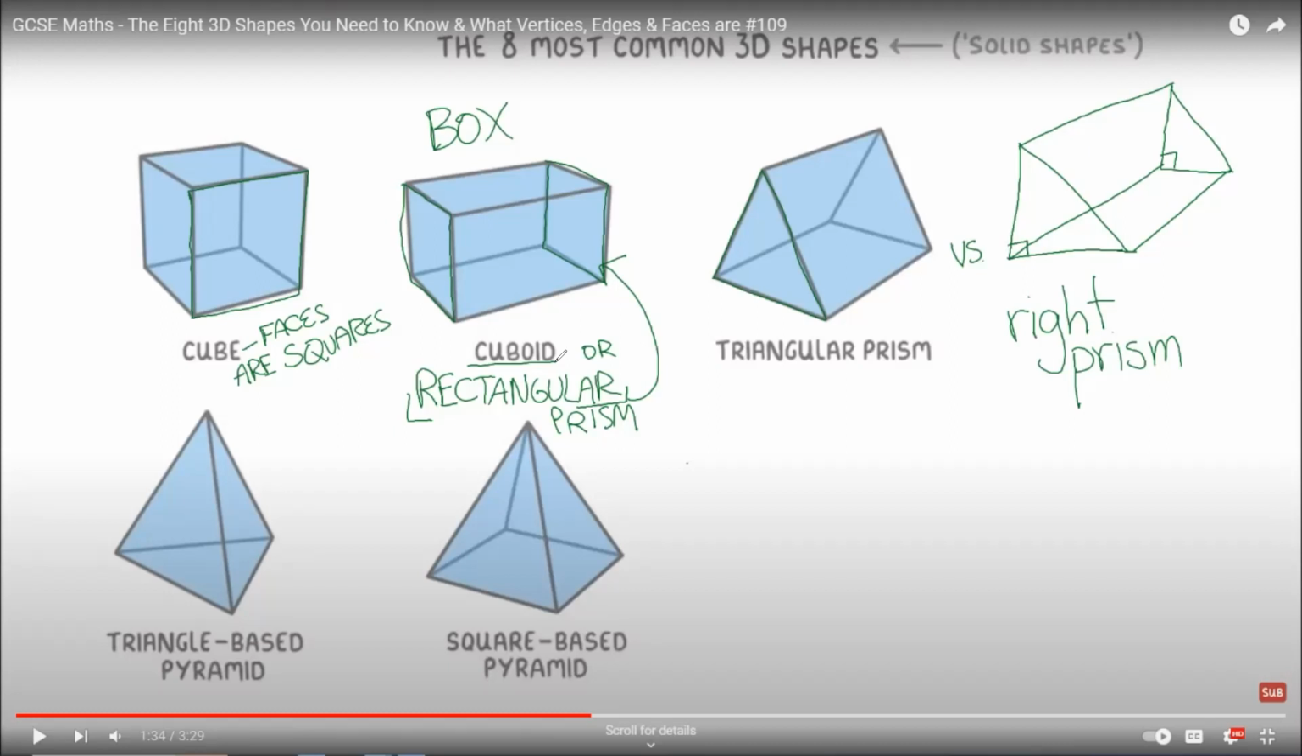Yeah. So you're saying that the dimensions of the rectangular prism are not going to be equal, yeah. All of the sides of a cube are going to be equal. So then you could argue that the triangular prism is a cuboid.